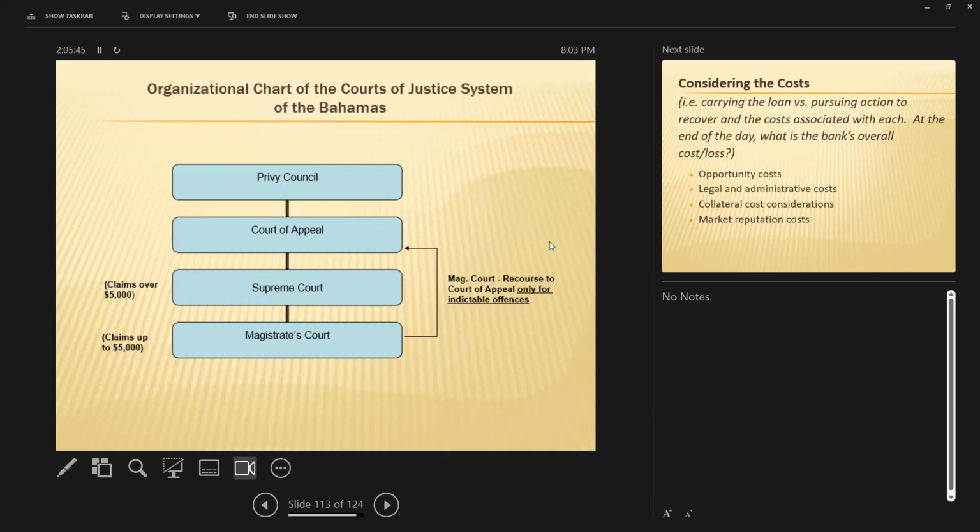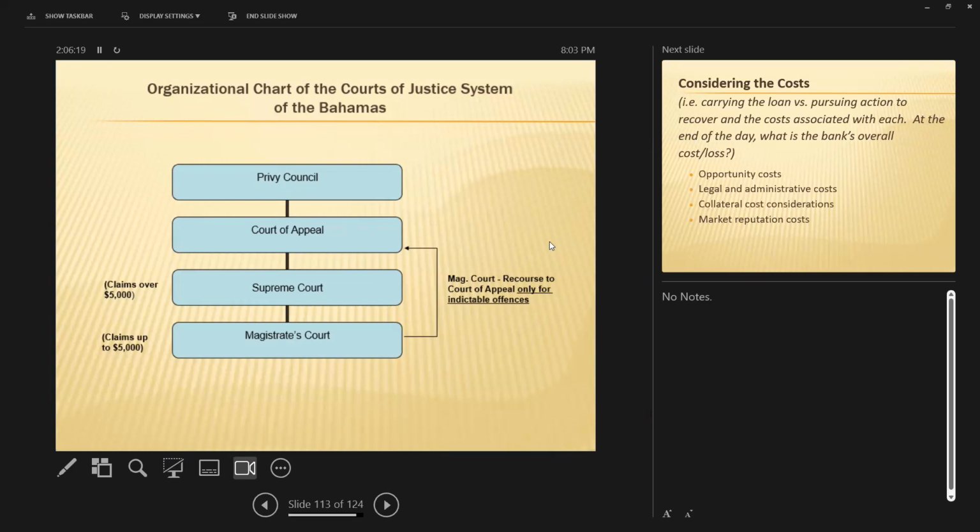So if you have a $7,000 debt and you decide I'm going to the Supreme Court, the most I could get out of this is $5,000, right? Just bear in mind that if for some reason it's ruled against you, you cannot go to the Court of Appeal. From the Court of Appeal, if it goes against us or the client for that matter, there's recourse to the Privy Council, which is your last resort and is fairly expensive.